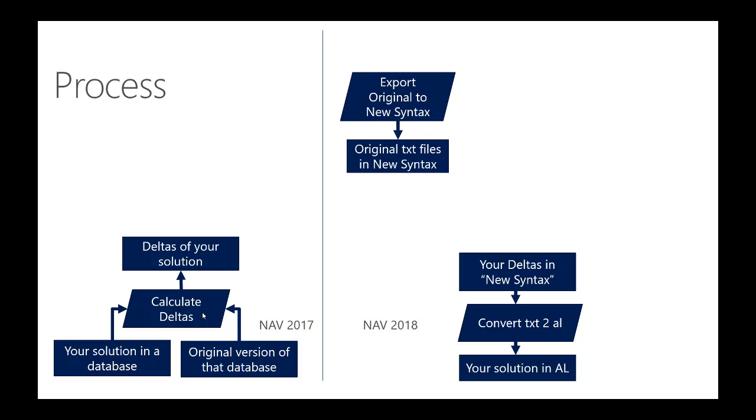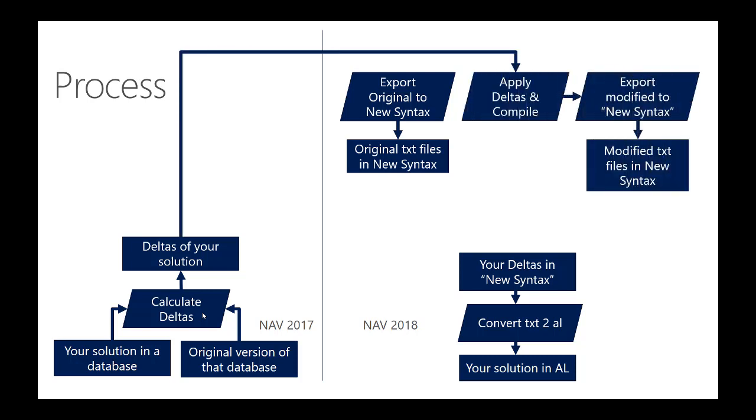On the right-hand side, we have to export the original objects to new syntax that result in the text files for the actual objects. And these original objects are the unmodified objects for the new NAV version. We then apply the deltas of your solution to the new version NAV 2018 database. So those are now applied to the standard objects, and those standard objects with applied deltas result in new object files. Those object files are imported in the NAV database and then exported as new syntax, which we need in order to convert to text AL files.